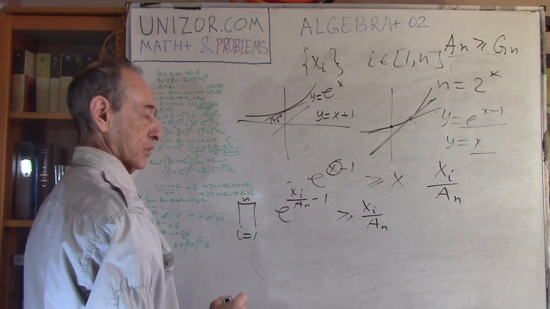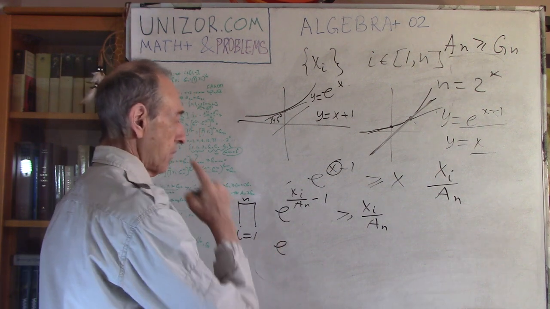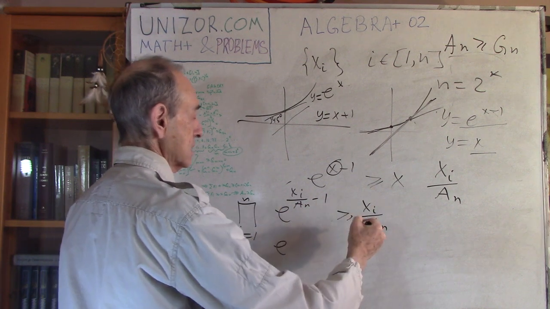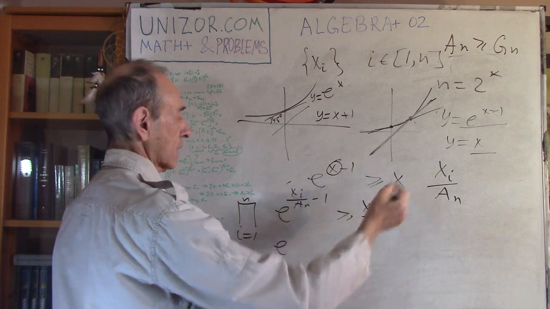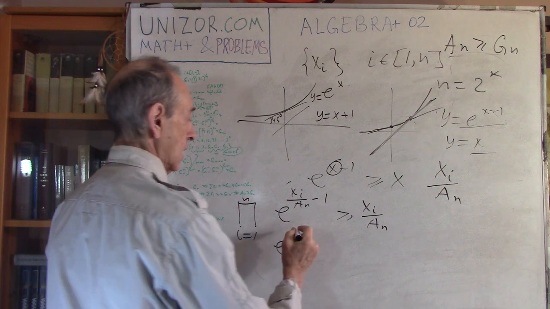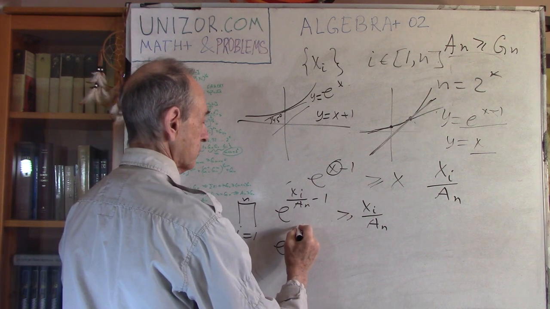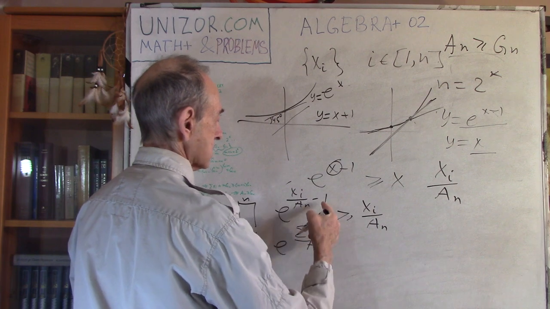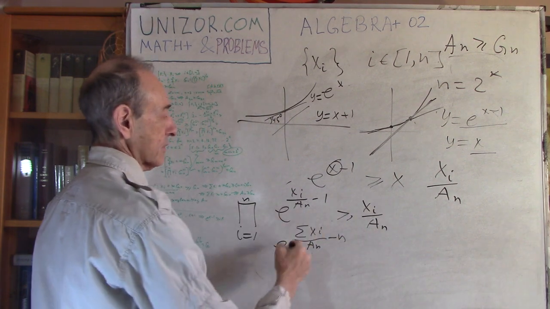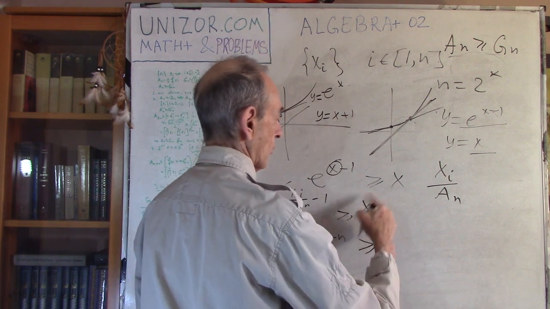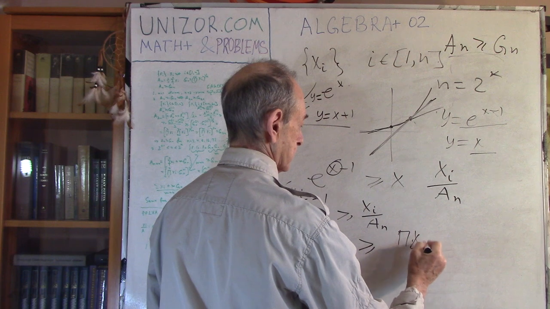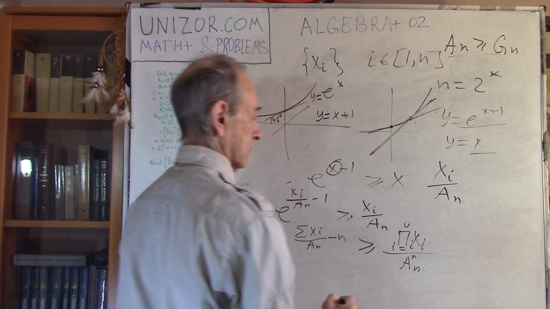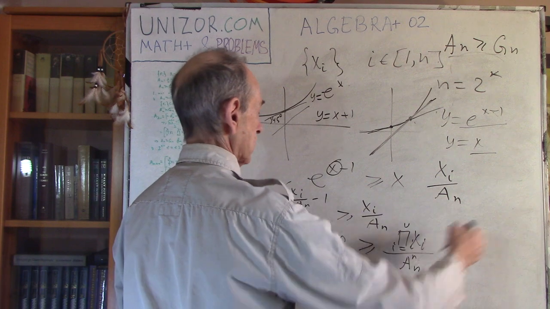From 1 to n. What will I have? I will have e to the power of x1 divided by an minus 1 times e to the power for x2, for x3, etc. And powers are adding together. So if I add them together, I will have basically the sum of xi's divided by an, minus 1 would be n times. That would be on the left part. On the right part, I will have the product of all xi's from 1 to n divided by an to the power of n, right? Because an would be multiplied by each other.